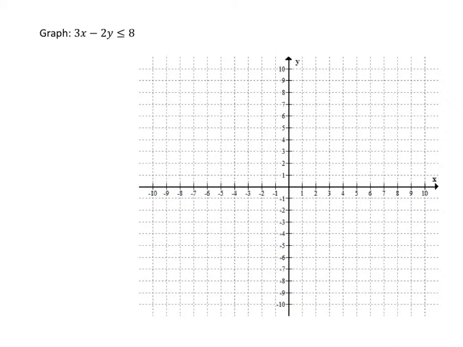In this section, we're going to look at graphing inequalities in two variables. The first thing that needs to happen anytime you've got an inequality in two variables that you are intending to graph is you need to look at the equation that would be the same as your inequality. So here, our equation would be 3x minus 2y equals 8. The only reason we do this is for the purpose of graphing.